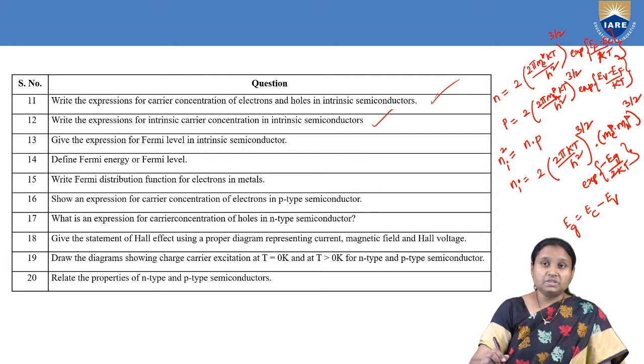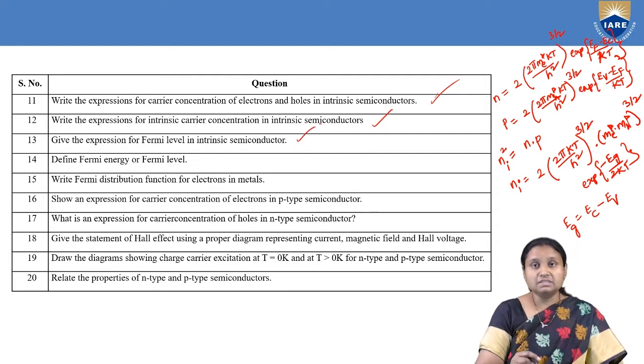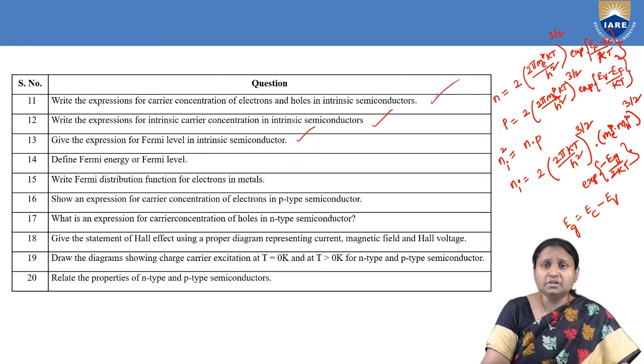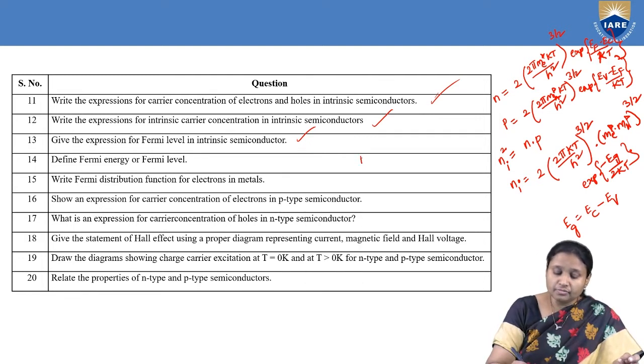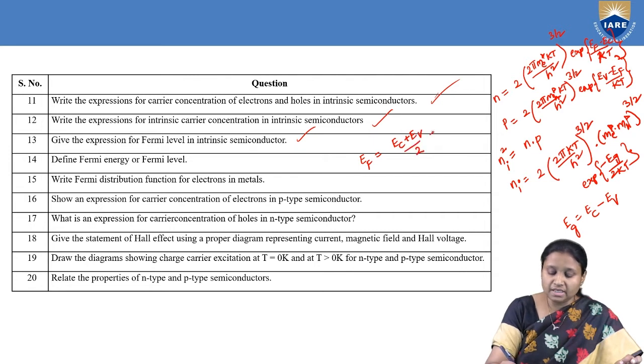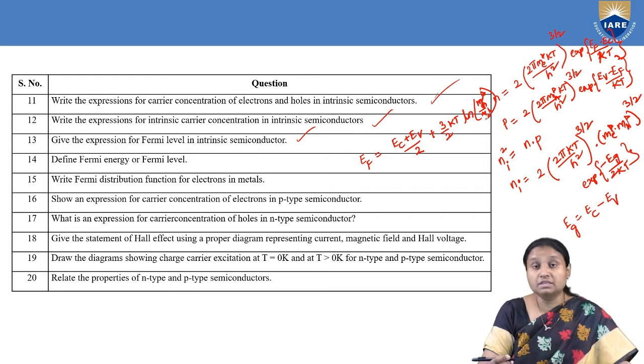Now give the expression for Fermi level in intrinsic semiconductors. When we are talking about Fermi energy level in case of intrinsic semiconductor, it is taken as (EC plus EV) by 2 plus 3 by 4 kT ln of the ratio of effective mass of hole to the effective mass of electron. So this is the expression for Fermi level in intrinsic semiconductors.